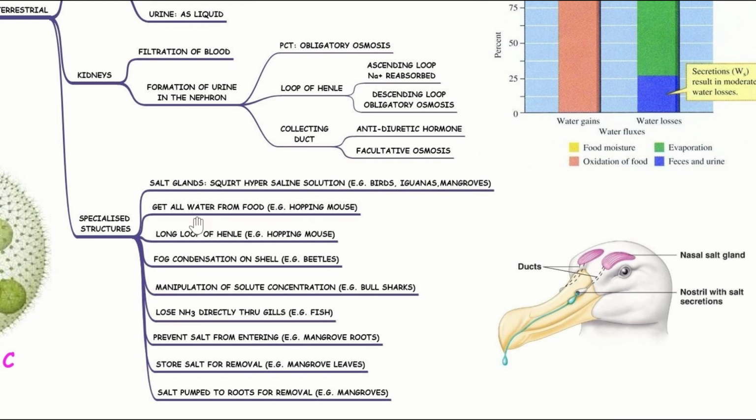Okay, they can also get all of their water from food. We call this metabolic water, and organisms like the desert hopping mouse do it. Some organisms also have a very long loop of Henle, and the best example of this is the desert hopping mouse that has the longest loop of Henle for its body size. And the longer the loop of Henle, the higher the ability of the kidney to reabsorb water. Some organisms rely upon fog condensation on their shells, and then they drink the fog as it turns into water.